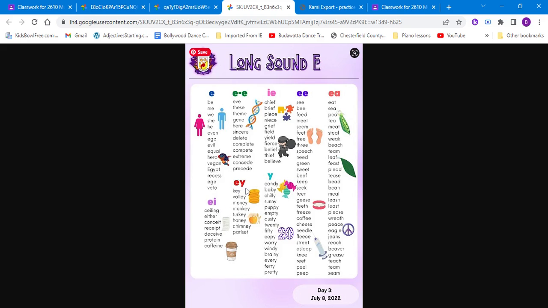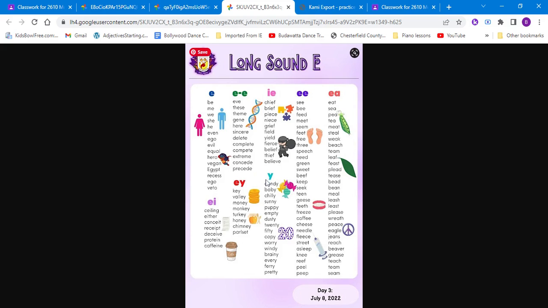For E and Y, that's another different way to write the long sound E. You hear key, valley, money. That's all the long sound E. You can only hear the long sound E.